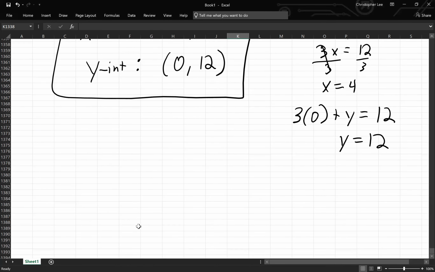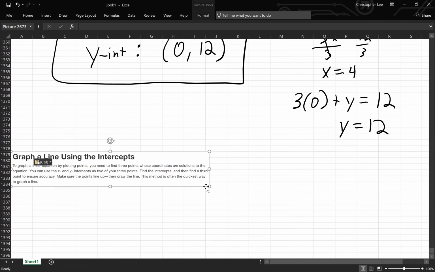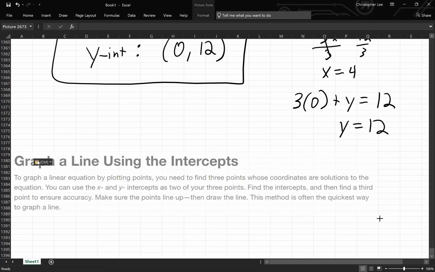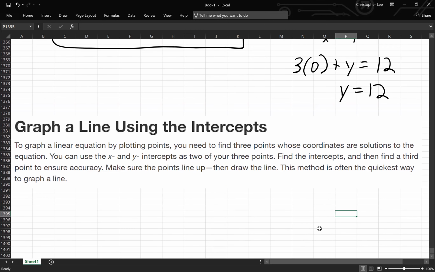So let's look at our next idea. I want to graph the line using the intercepts. To graph a linear equation by plotting points, we need to find 3 points whose coordinates are solutions to the equation. You can use the x and y intercepts as 2 of your 3 points. Find the intercepts and then find a third point to ensure accuracy. Make sure the points line up, then draw the line. This method is often the quickest way to graph the line.